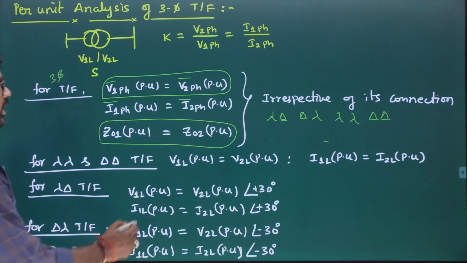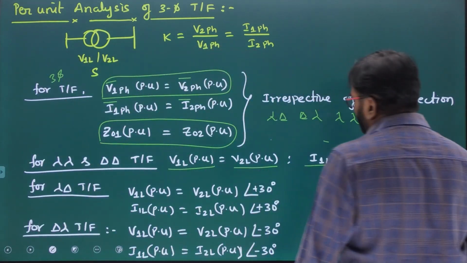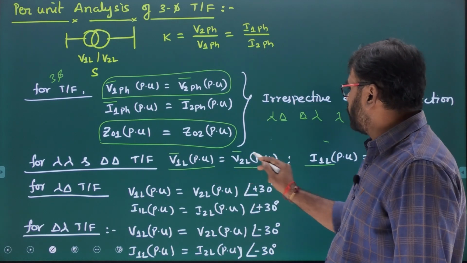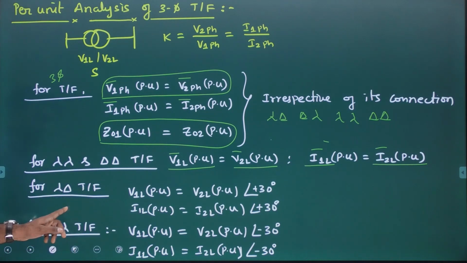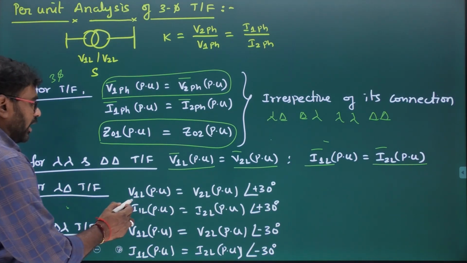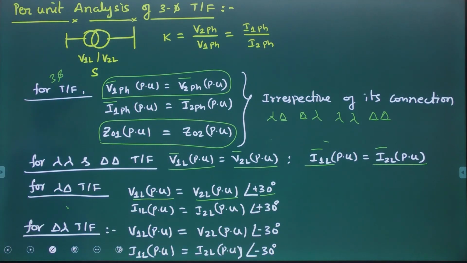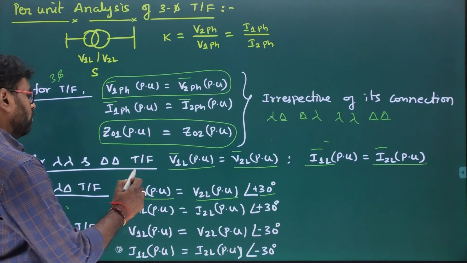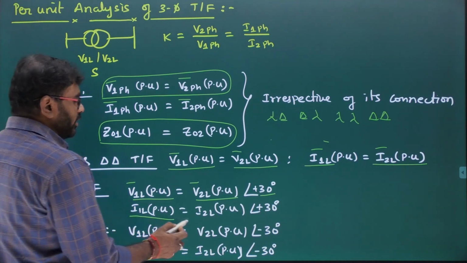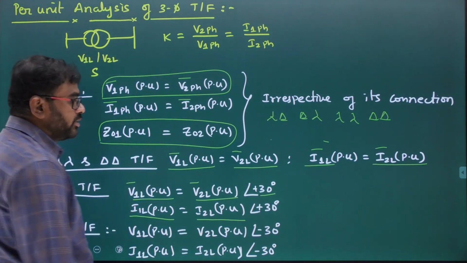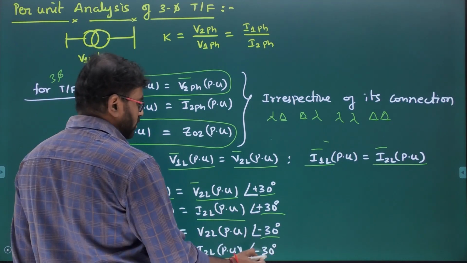For star star and delta delta transformers, V1 line and V2 line are the same, and I1 line and I2 line are also the same, both in magnitudes and their phase angles. But for a star delta transformer, V1 line equals V2 line at an angle of plus 30 degrees. That means there exists a phase shift of 30 degrees. So V1 line magnitudes are the same, but the phase angle differs by 30 degrees. Similarly, I1 line and I2 line in per unit form are the same, but there is a phase shift of 30 degrees. Okay. Similarly, for a delta star transformer, here we get minus 30.